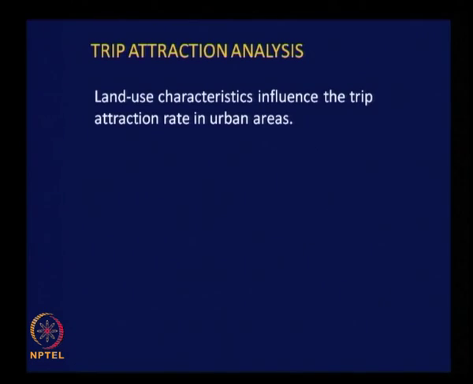Since trips are attracted by non-residential zones, household characteristics cannot be taken as factors influencing trip attraction. We must look for some other set of factors. Any suggestion? We need to look for land use characteristics, the factors that are reflecting the type and intensity of use of land uses, which will be useful for us to explain trip attraction.